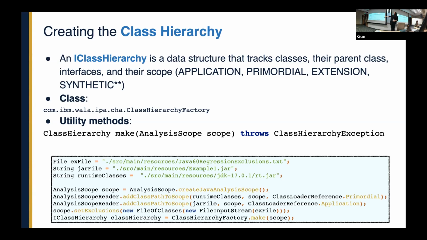So using that data structure, you can have access to all the classes in your program, their scope, if it is application, primordial, and so on. And you can also see what interfaces each class is implementing and their super types as well. Okay. And then you can also see, for example, the methods declared in the class. These are the methods that are inherited from the super classes. So this is a very useful data structure that you need to create.